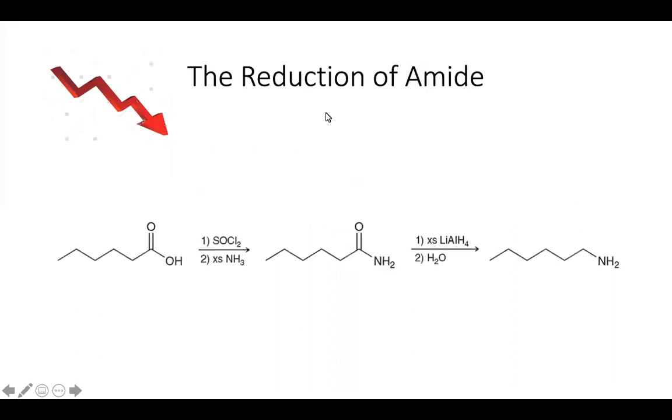Next, we can also undergo reduction of an amide. So amide undergoes reduction to form amine. How do we get this amide? We can introduce carboxylic acid, react with SOCl2 and NH3, which is ammonia, to get amide, and amide can be reduced.